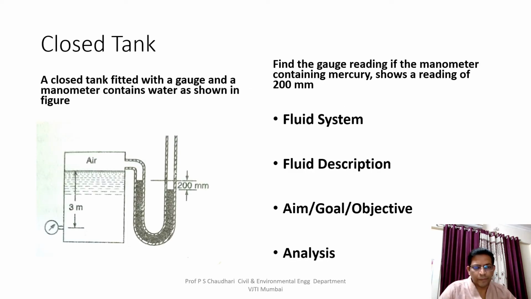A closed tank fitted with a gauge and manometer contains water. Find the gauge reading if the manometer containing mercury shows a reading of 200 mm.